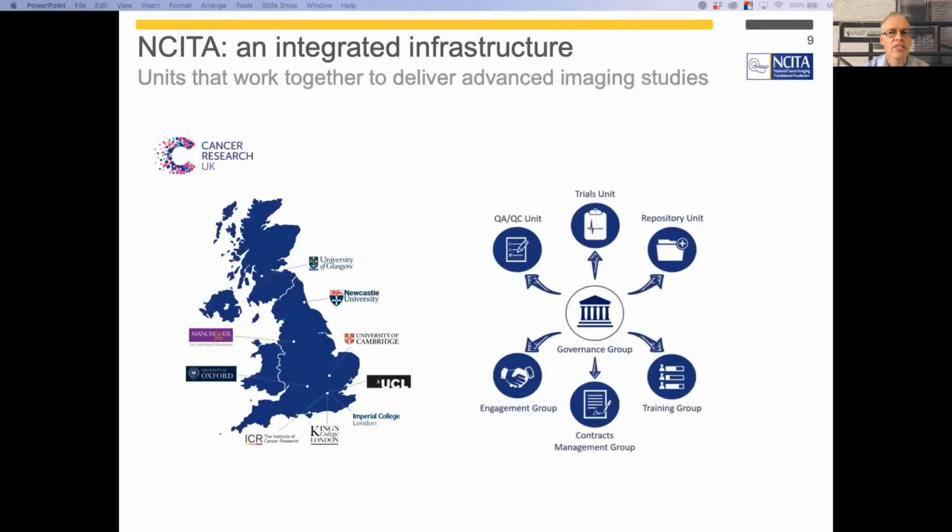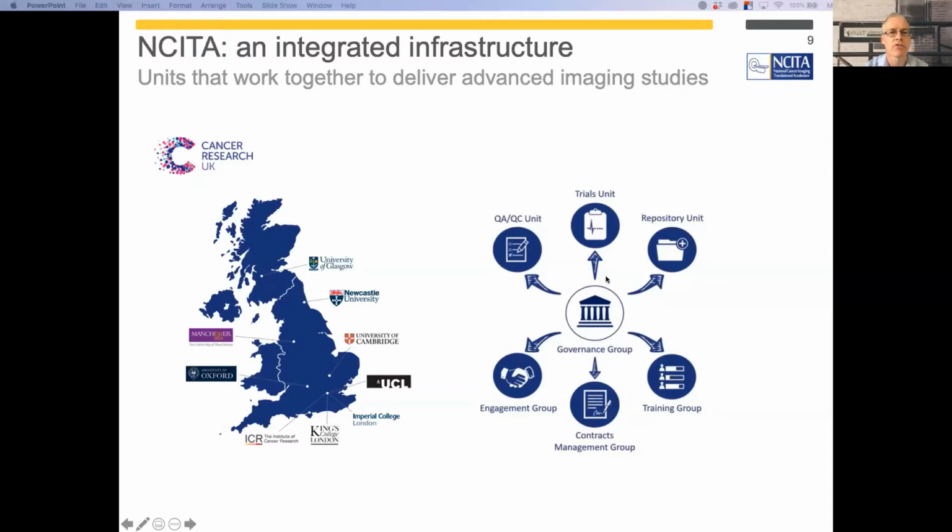on. Our major funder for all this work is Cancer Research UK, which is a charity. And at the end of 2019, it established the National Cancer Imaging Translational Accelerator, or NCTA for short, as an investment in infrastructure across 7 of the leading UK universities. Now that's since been expanded to 9. So our focus is on delivering trials and clinical studies that involve specifically advanced imaging.